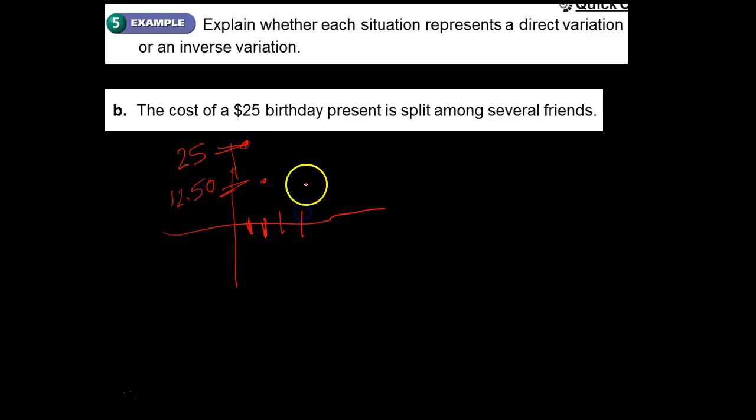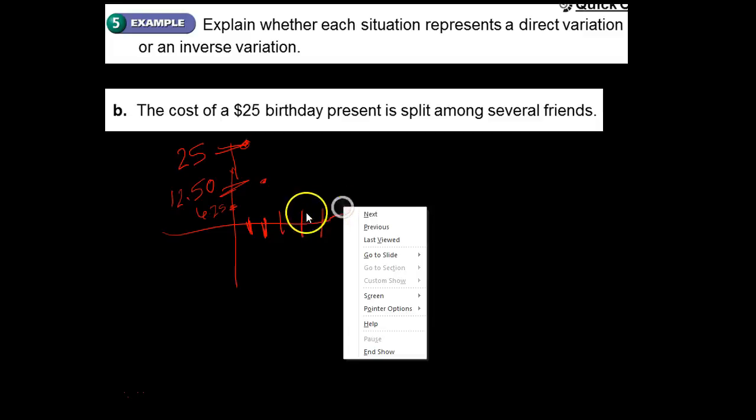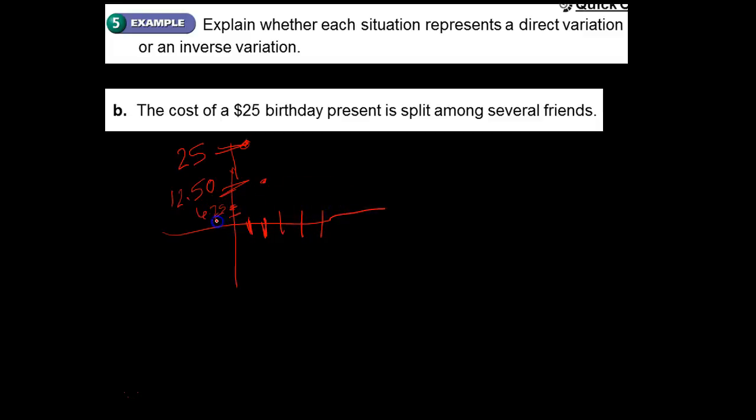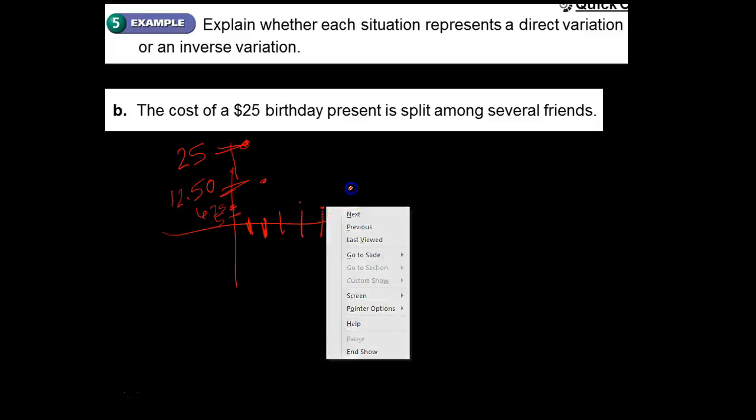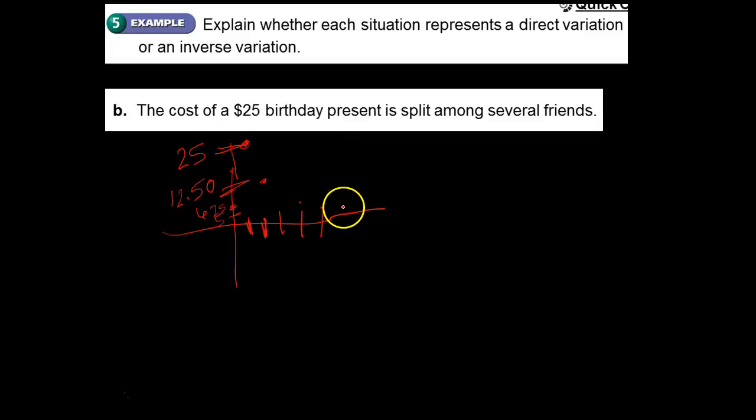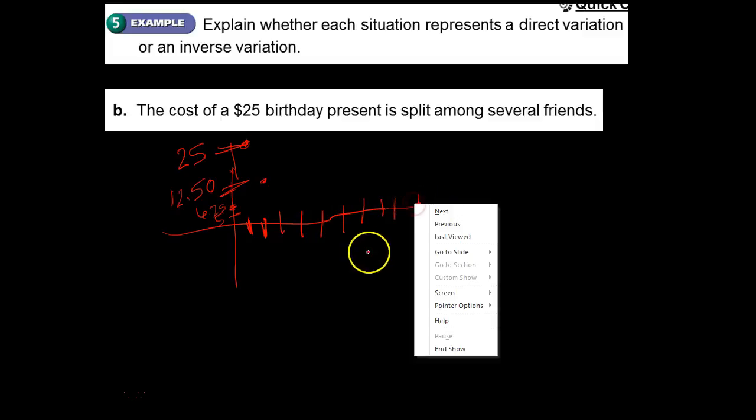Now, if I split this even amongst 4 people total, it's going to be $6.25. If I split this amongst 5 people, it's going to cost $5. Now, let's say I do it even amongst 10 people. It's going to cost us roughly 2 something. So it's going to be way down here.